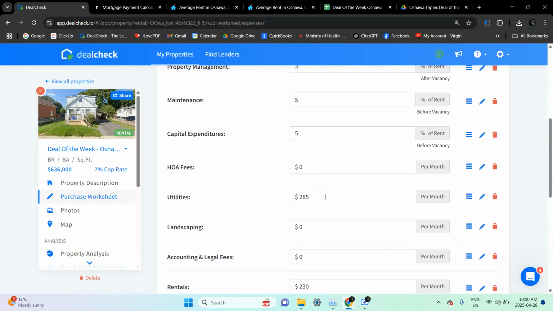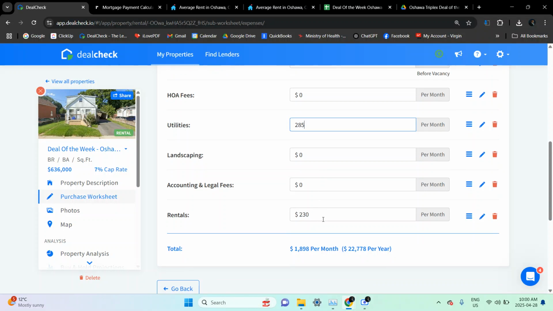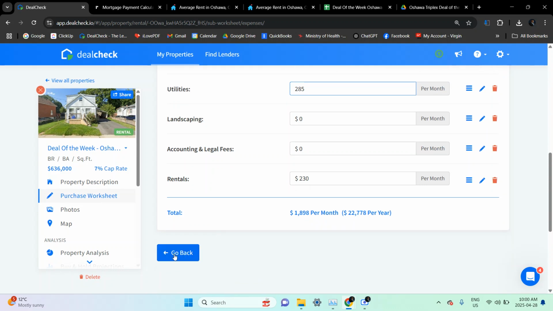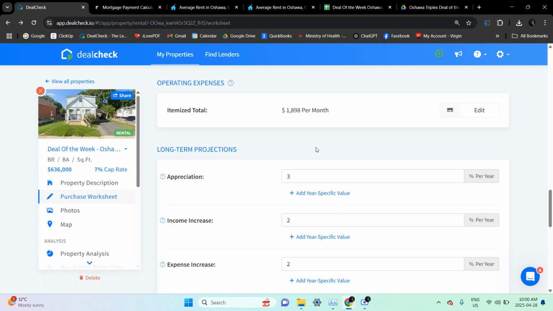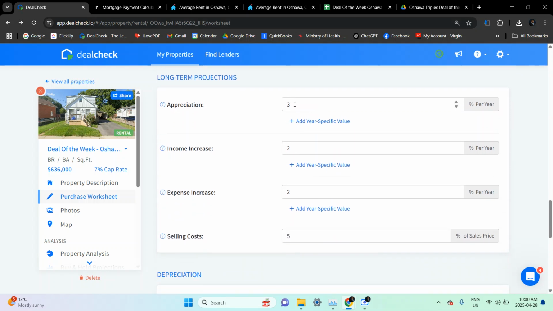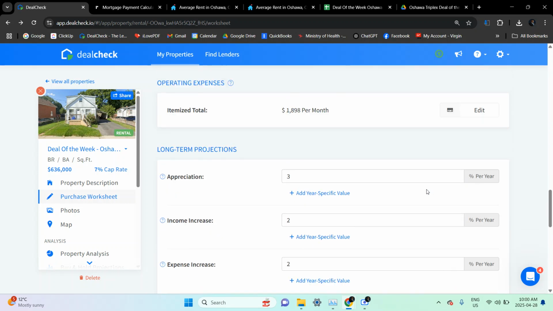Utilities are going to be $285. I did get a chance to get the last 12 utility bills from the listing agent, and that works out to $285. It is on a boiler system, so a little bit lower for heating and hydro. They do rent the boiler system, so it's $230 a month to rent that system and have it serviced. So that is our operating expenses. And for the long-term stuff, 3% appreciation modestly and 5% on the sale. Again, if you're a realtor, you have realtor access, you can knock that down a little bit more, but that's what you're going to get there.